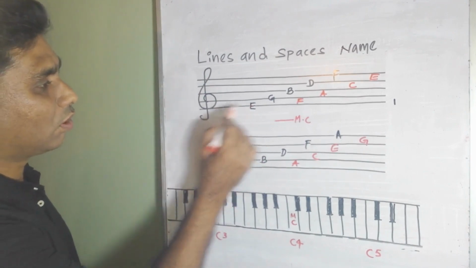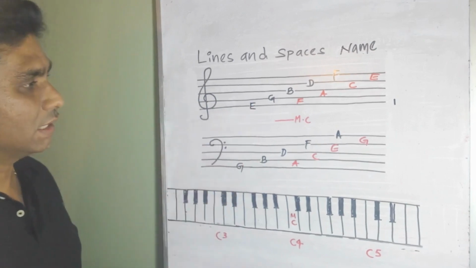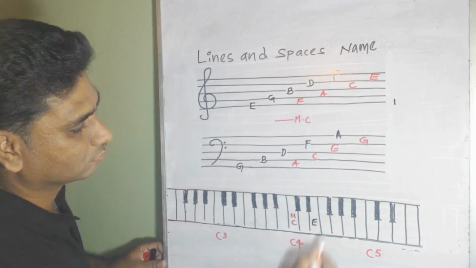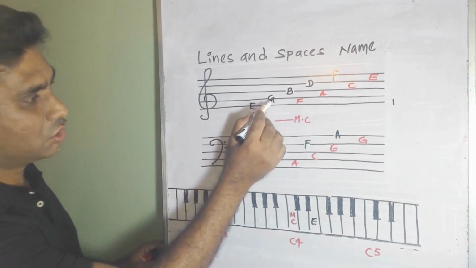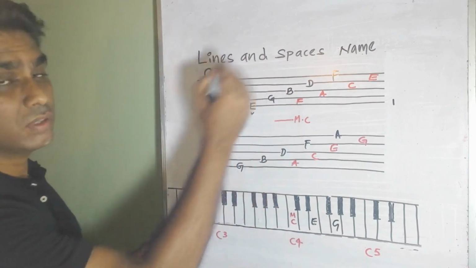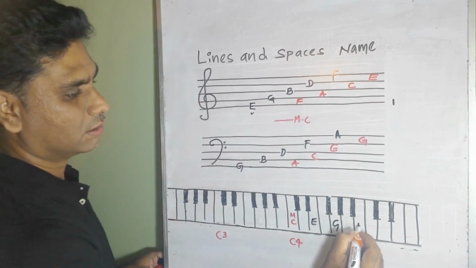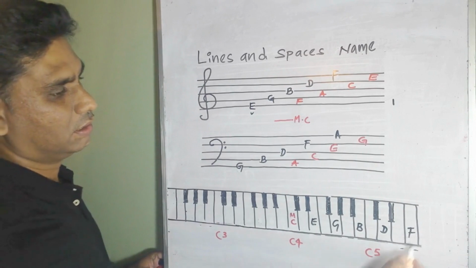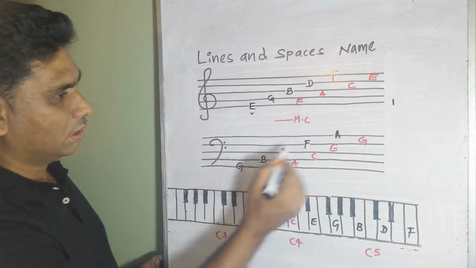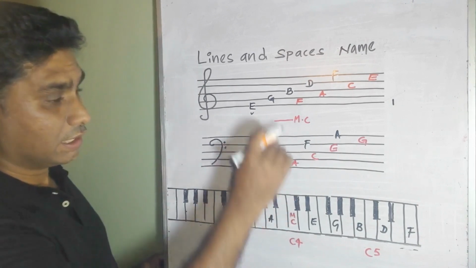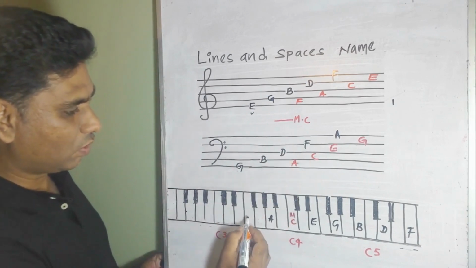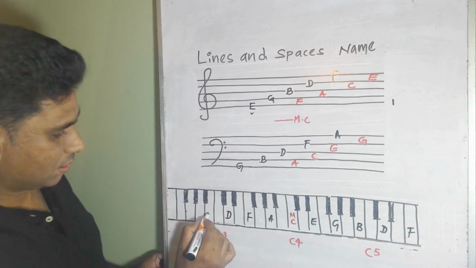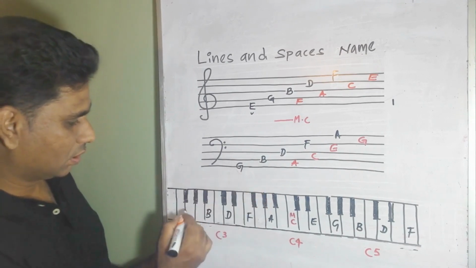Then what about the first note of the treble stave, the line note E? This E is located here. And the G note is located here. It's all above the middle C. B note is located here. And the D is here. And the F is here. How about the bass clef? The A note is located here. It is below the middle C. And the F note is located here. And the D note is located here. B is here. And the first note G is located here.